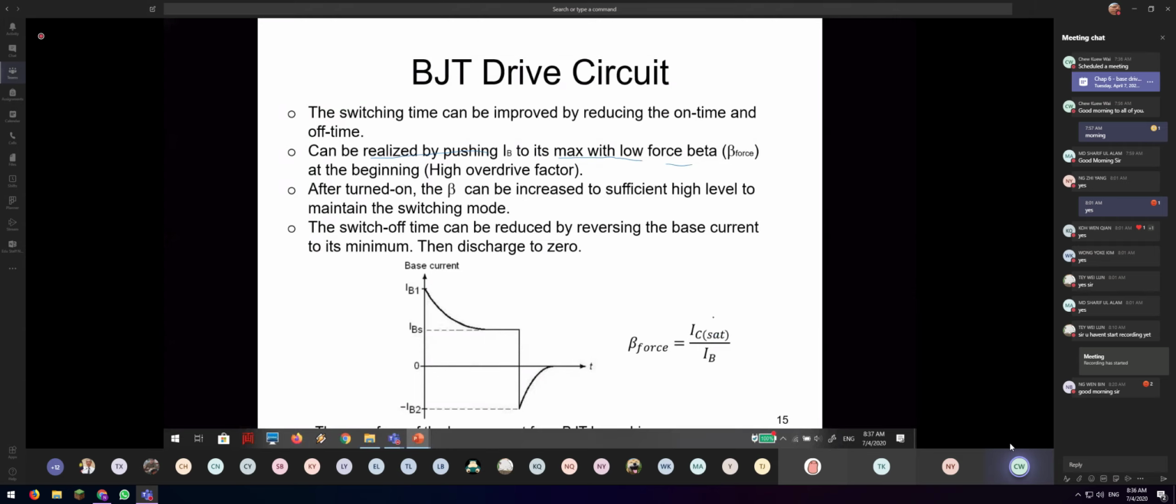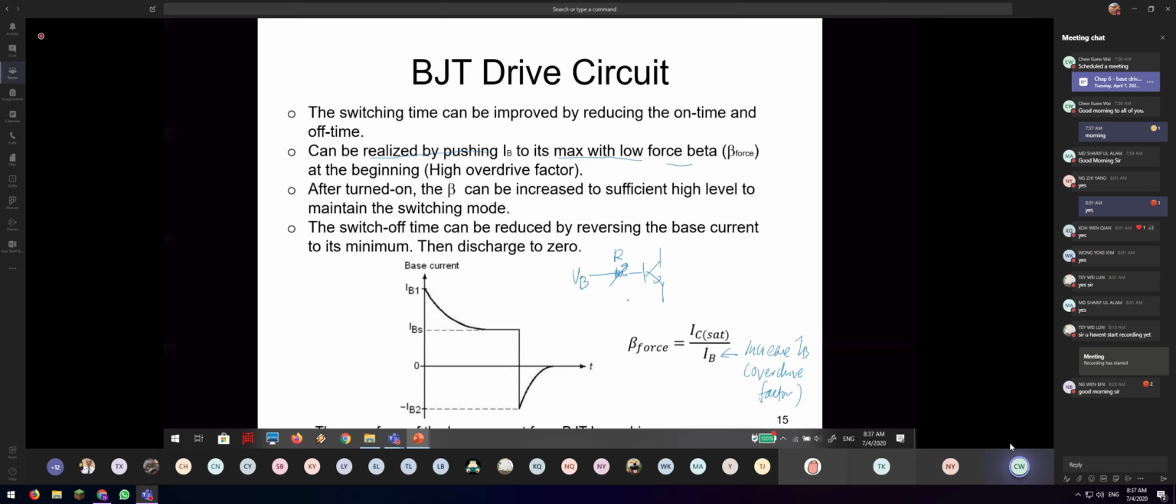So what I do is that I push it, I increase IB. This is normally referred to what? Overdrive lah. Remember what we did before? Overdrive factor. By 5 times, by 10 times, for example, you increase the IB value. Actually, the IB can be controlled by controlling the resistor here. Actually, it's very simple. Like this, for example. You control the R.